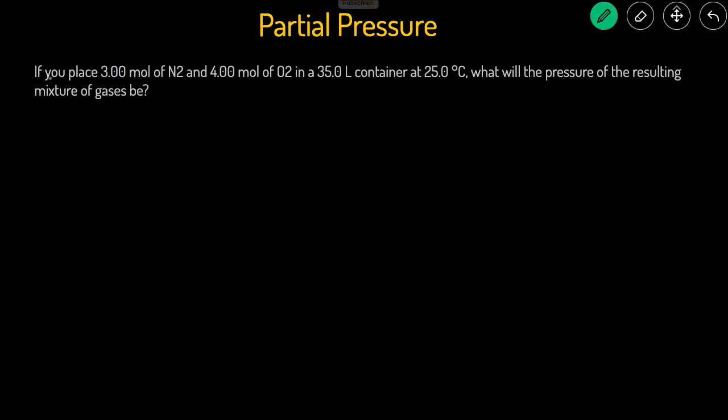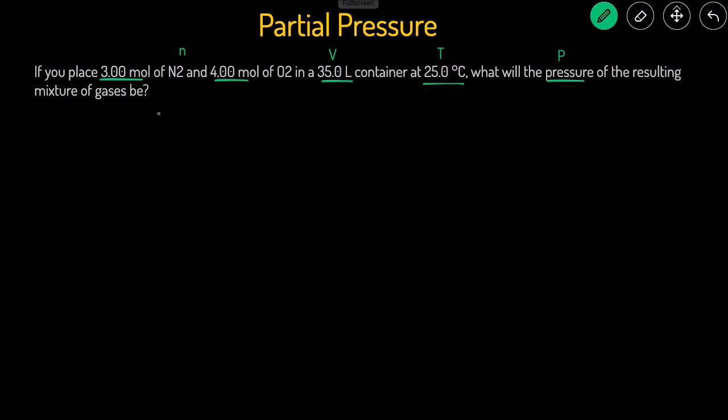In this next problem, we're given that 3 moles of N2 and 4 moles of O2 are placed in a container of 35 liters at 25 degrees Celsius, and what's the pressure of the resulting mixture of the gas? Essentially, this is just asking us, what's the total pressure here? We are given the moles of the gases, the n. We're also given the volume of the gases and the temperature of the gas, and they're asking us for the pressure of the gas. Whenever we have P, V, n, and T, then that means we're just going to be using the ideal gas law.